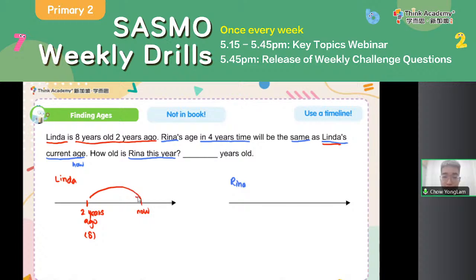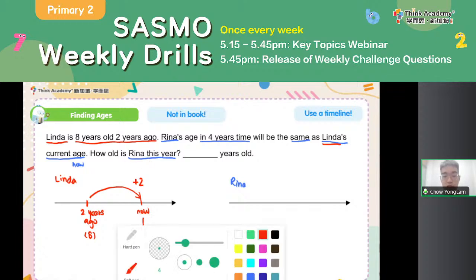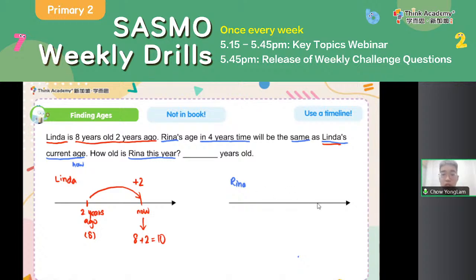And remember, when we actually go forward, do we plus or minus to find the age? We plus, right? Going forward, it's a plus. So I should plus how many years? 2 years. So Linda's age now, I can find it to be 8 plus 2 equals 10, right? So Linda is 10 years old now. All right, can I just say my answer is 10? Can I? Read the question properly. We are not finding Linda's current age only. We are finding how old is Rina this year. So this means I have to move on to another timeline and work out Rina's age.